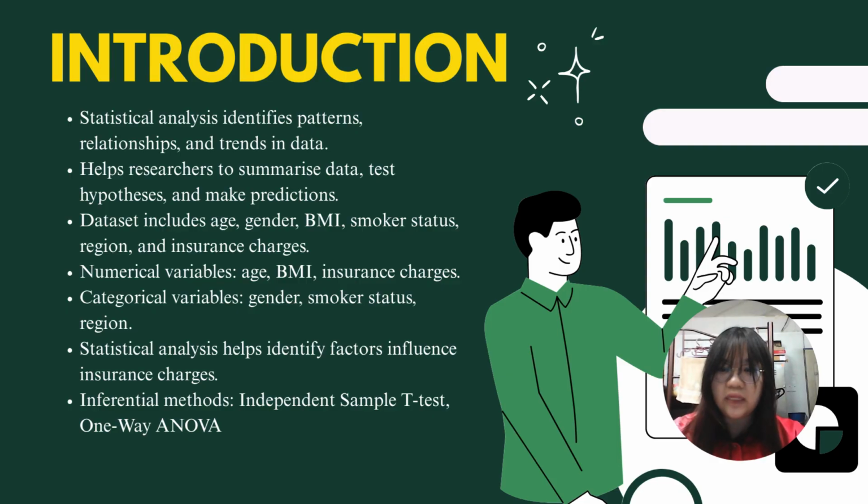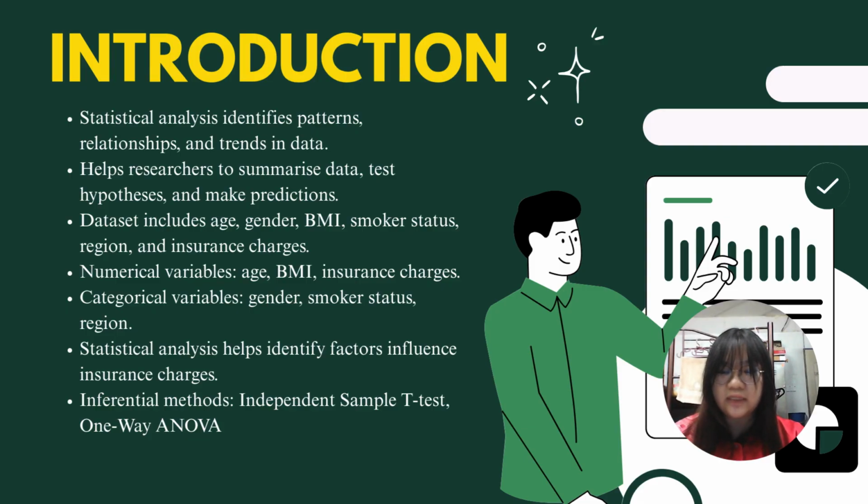The variables included in this study are age, gender, BMI, which is body mass index, smoker status, region, and life insurance charges. Age, BMI, and insurance charges are numerical variables, while gender, smoker status, and region are categorical variables. The age represents the respondent's age. BMI measures the body weight relative to height. Smoker status identifies whether the respondent is a smoker or non-smoker. Region refers to the respondent's residential area, and life insurance charges represent the annual insurance expenses.